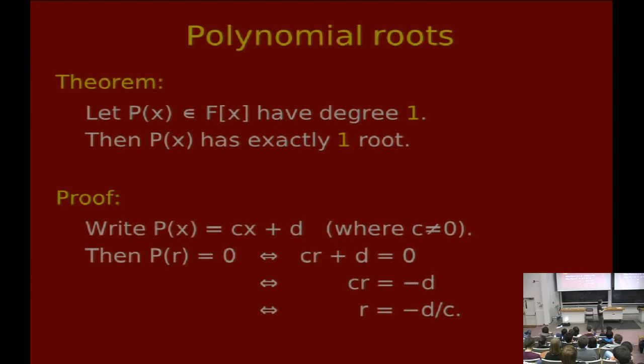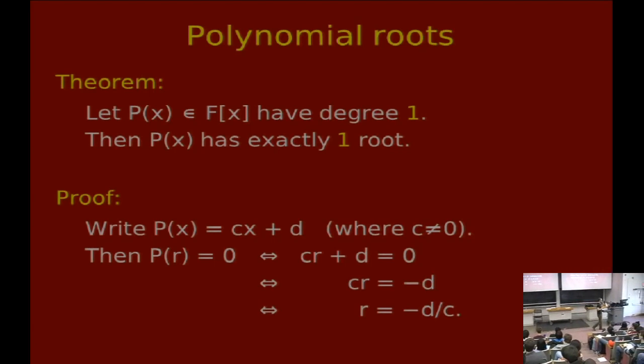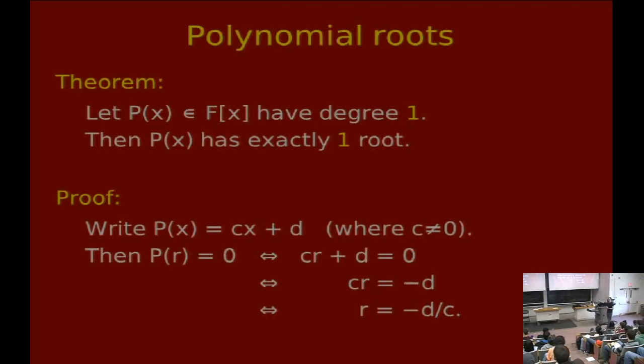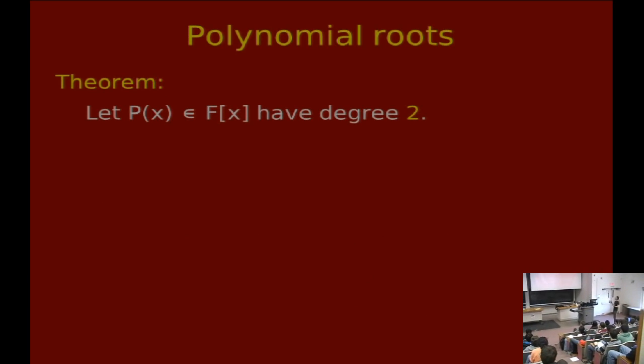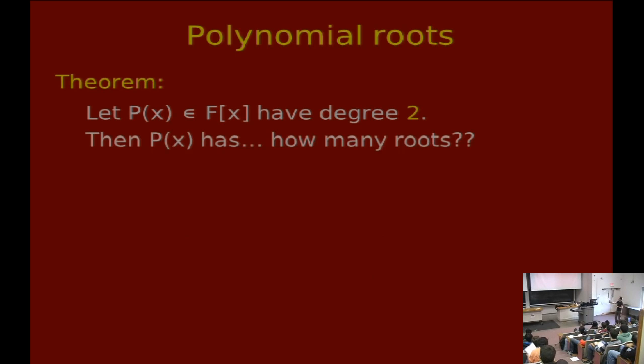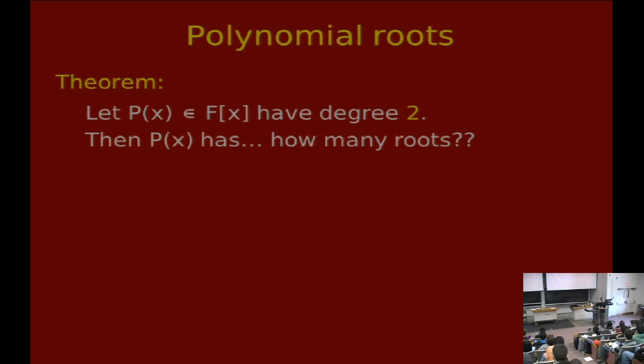Okay, great. So the root situation for degree 1 polynomials is no problem. You just look at the coefficients, you figure out the root is minus d over c. Okay, so let's take it to the next level. Let's say P of x is a polynomial of degree 2. Then P of x, well, it's a question. You might have expected to hear that it has 2 roots, but let's investigate the situation.